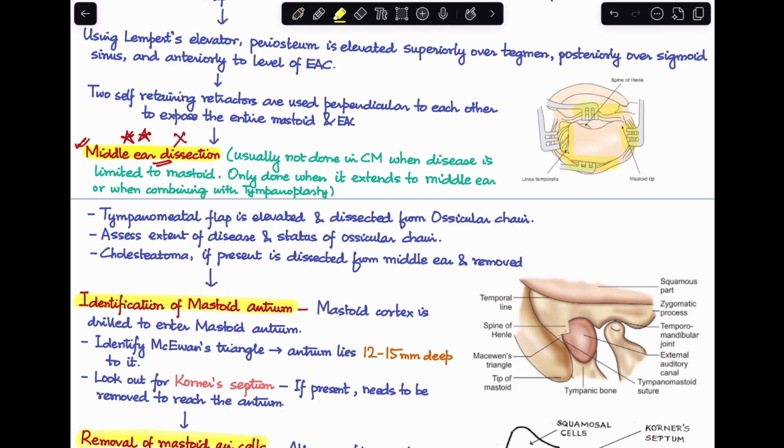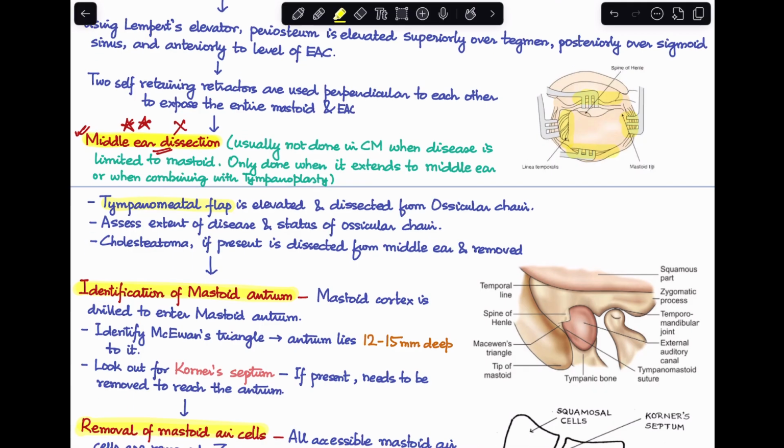So, if we do perform middle ear dissection, what we'll do over here is the tympanomeatal flap is elevated and we dissect it from the ossicular chain. Then we'll assess the extent of the disease and what the ossicular chain status is. And if we find any cholesteatoma, we dissect it from the middle ear and remove it. So this is about the middle ear dissection.